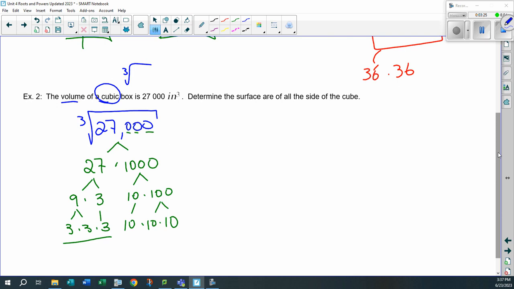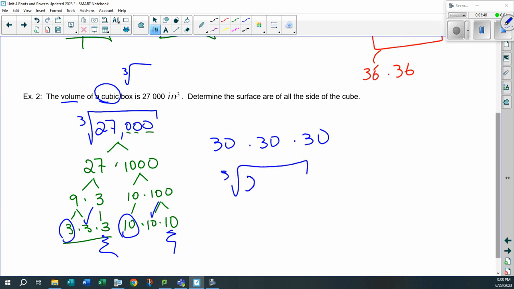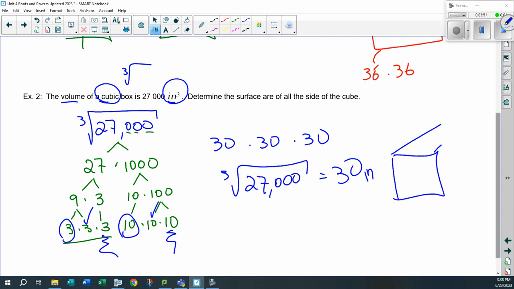No, I'm not. Look, 3 goes with a 10 to give me 30. The other 3 goes with the other 10 to give me 30. And this last 3 goes with the last 10 to give me 30. There's my cube root. The cube root of 27,000 is actually 30. 30 what? Well, this is inches cubed, so 30 inches. That means my nice little cubic box here is 30 by 30 by 30. Isn't that cool? Oh, wait, inches, inches, inches. Now I can say it's cool.